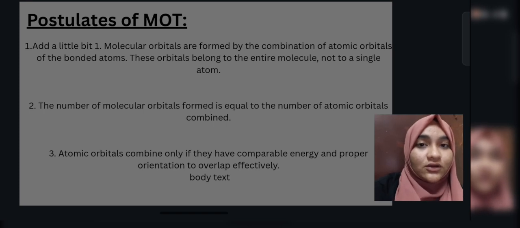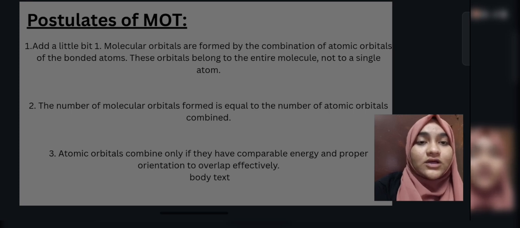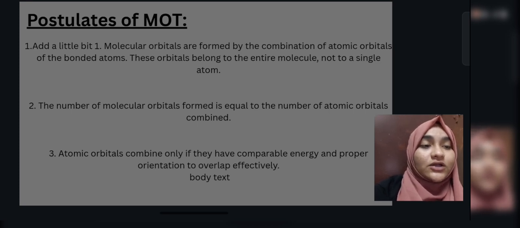Postulates of the molecular orbital theory. Molecular orbitals are formed by the combination of atomic orbitals of the bonded atoms. These orbitals belong to the entire molecule, not a single atom. The number of molecular orbitals formed is equal to the number of atomic orbitals combined. Atomic orbitals combine only if they have comparable energy and proper orientation to overlap effectively.